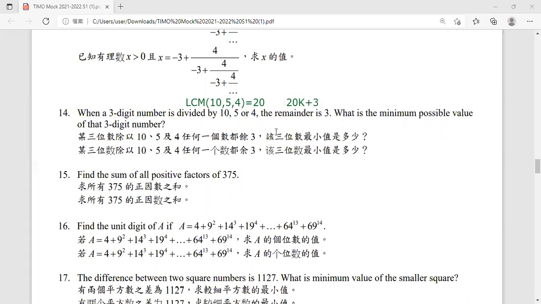So the minimum of this will be 103. Okay, 103. Of course, you know that 100 is a multiple of 20, so you just add 3 to 100. Just that.